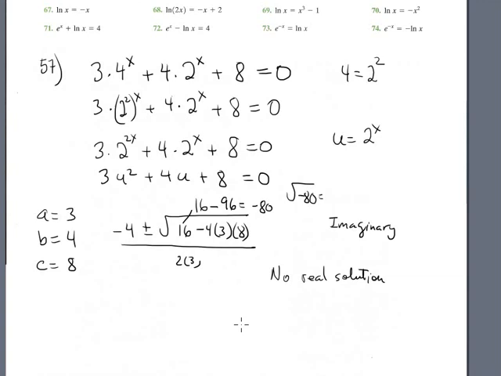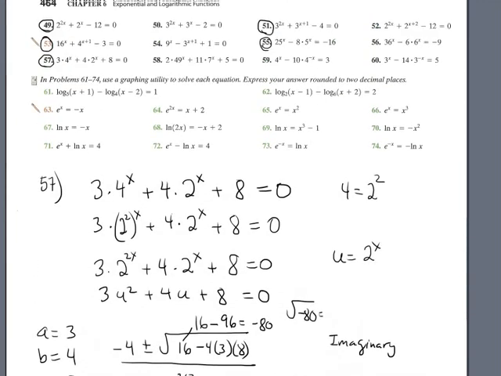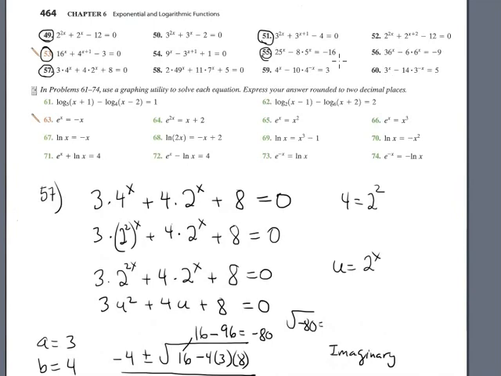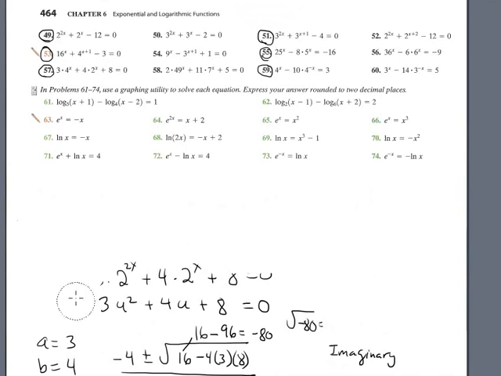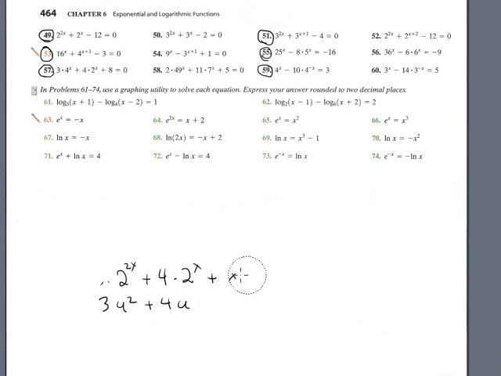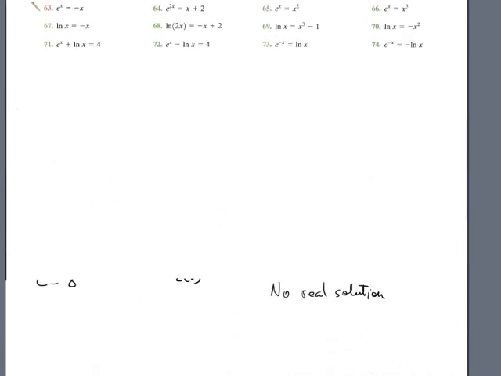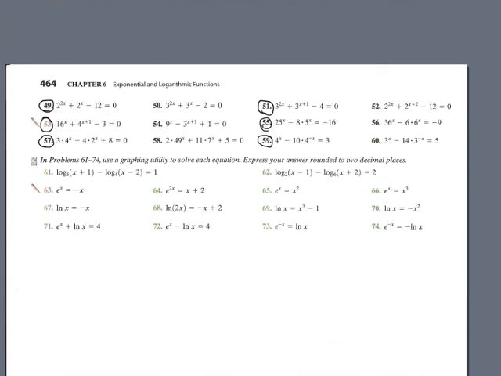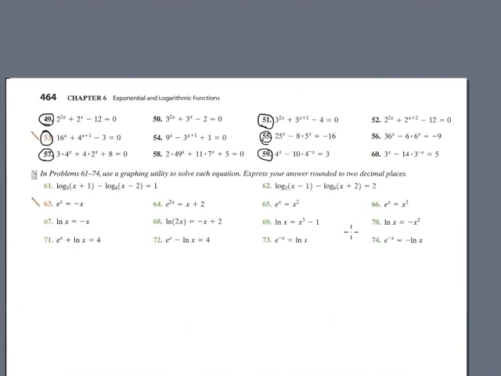Okay, let's see then the last one. The last is 59 of this part. Okay. Let me copy 59. 59 is 4 to the x minus 10 times 4 to the negative x equal 3.